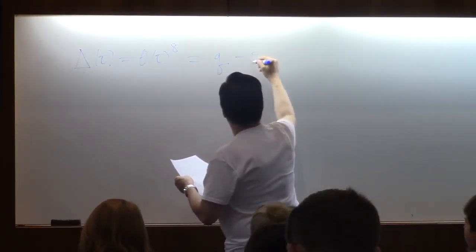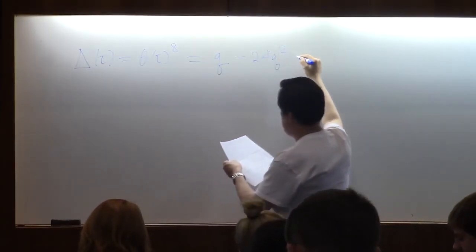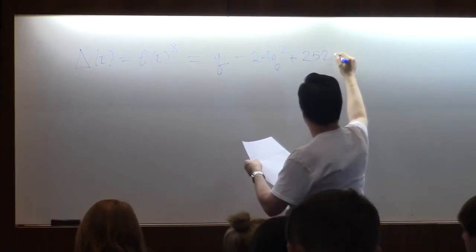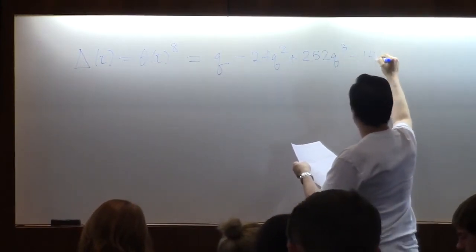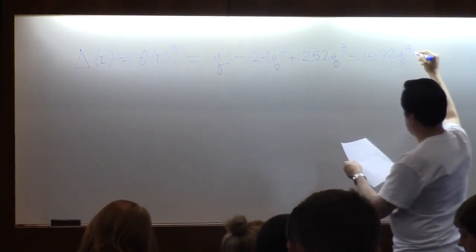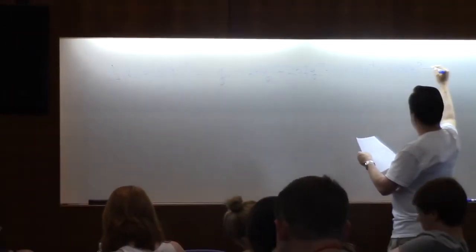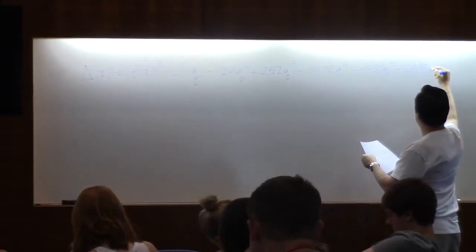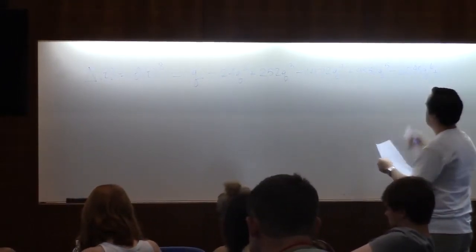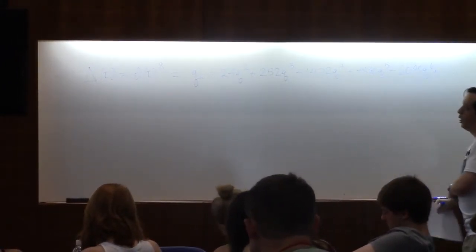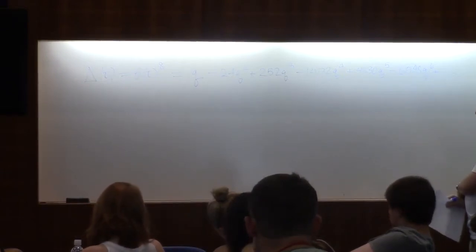the next term is 24q squared, then 252q cubed, minus 1472q to the 4, plus 4830q to the 5, minus 6048q to the 6, and so on. Okay? So this is how it starts off.